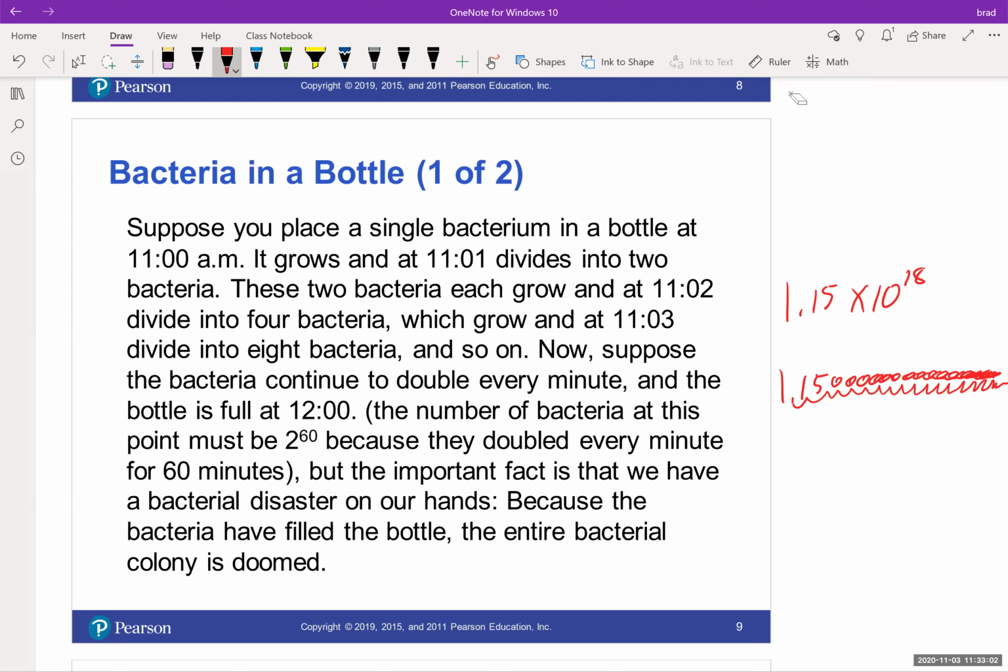I would have rather seen something like fish in a pond, population growth, because the bacterial one just gets to be such a massive number. It's hard to even visualize. Okay.